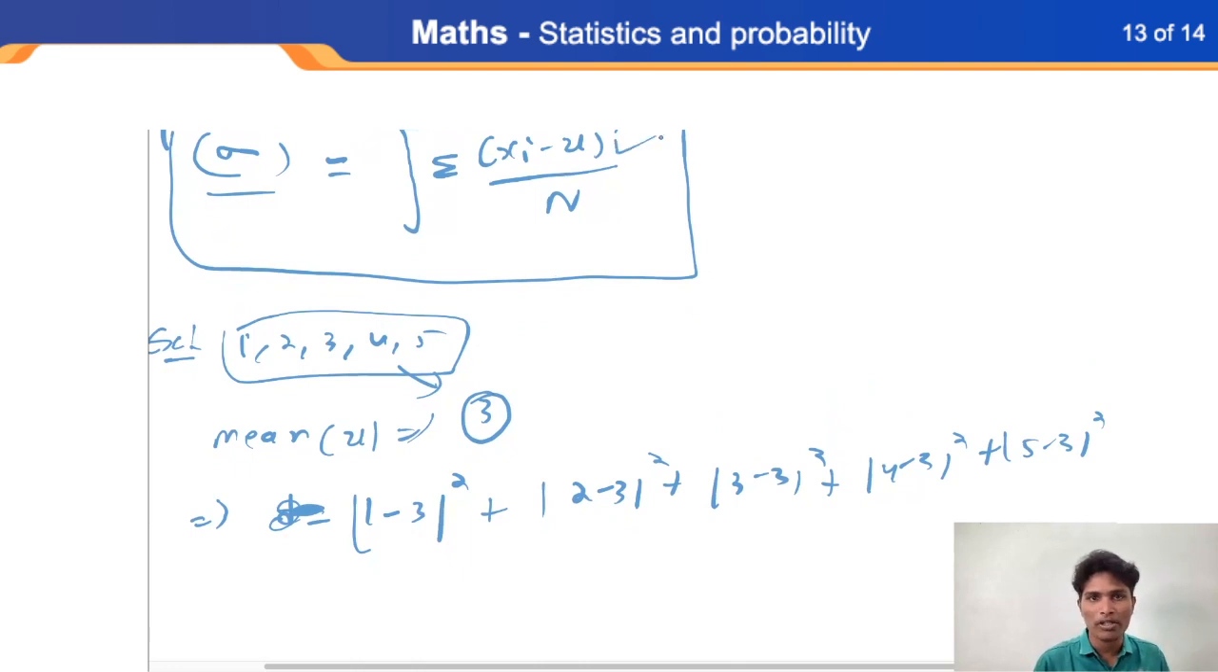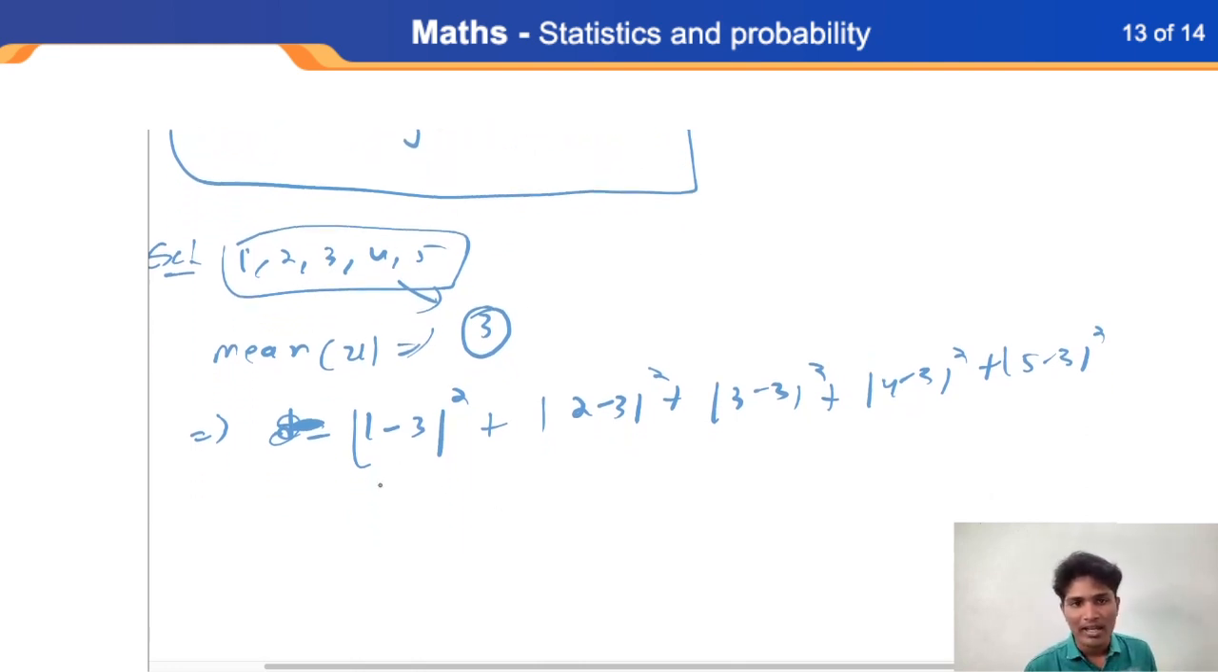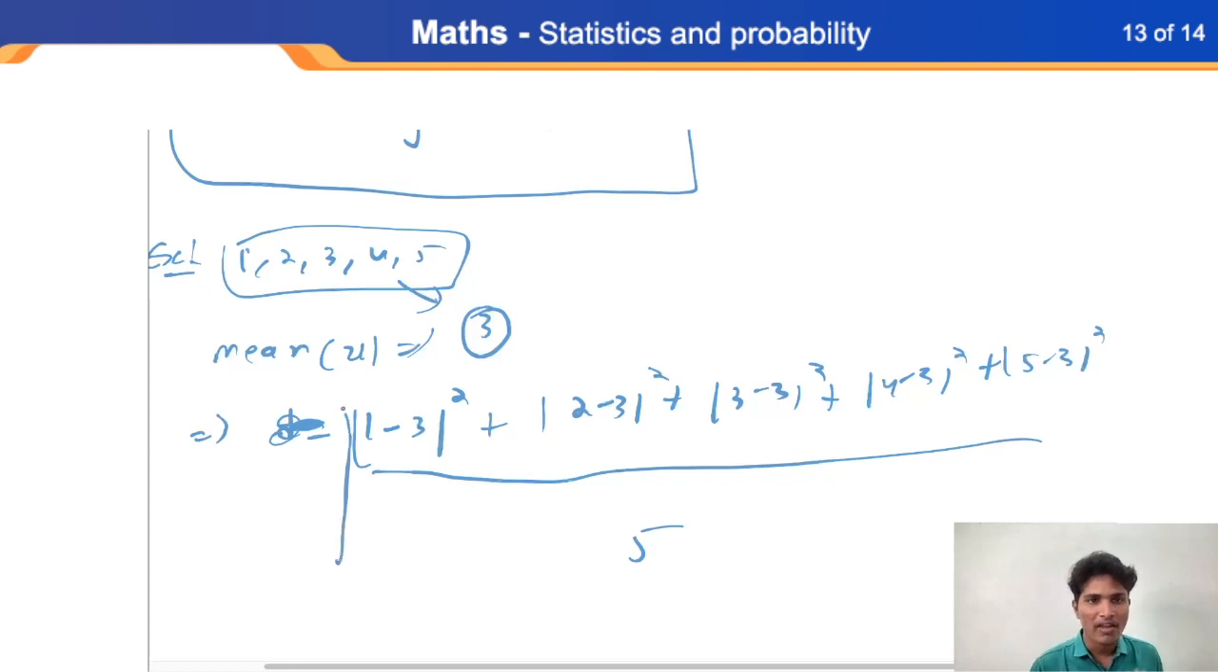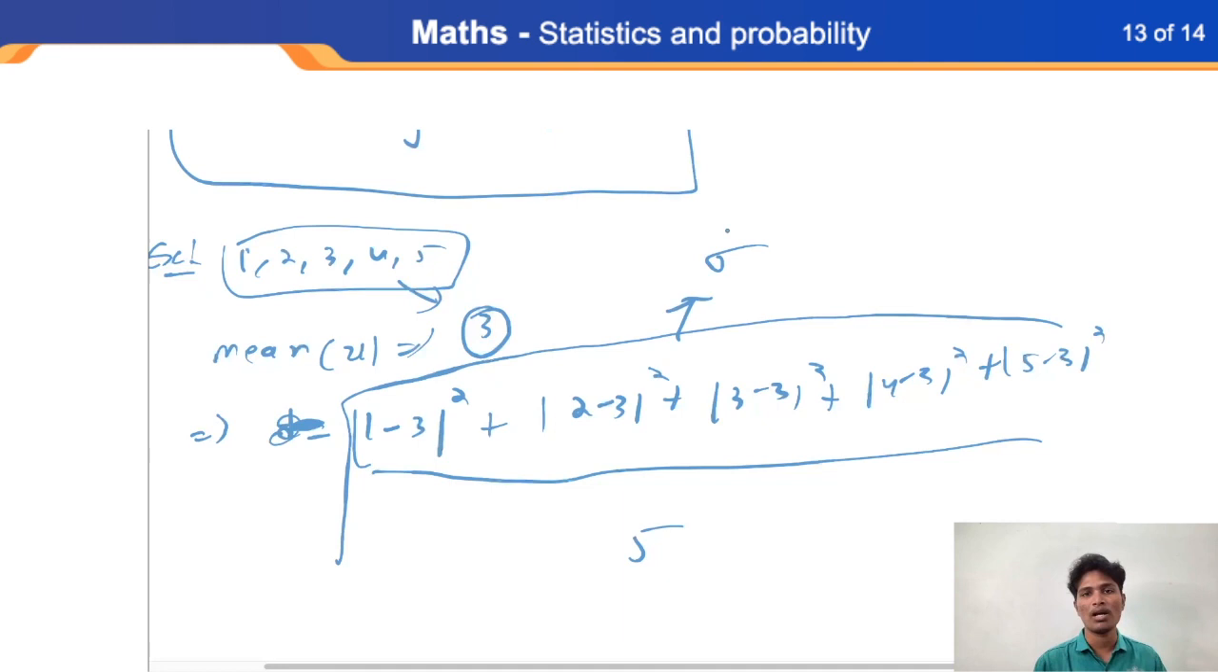This is the upper portion. When you square and divide this entire thing by the number of observations, which is 5, and take the root, this is called the standard deviation. This is called sigma.